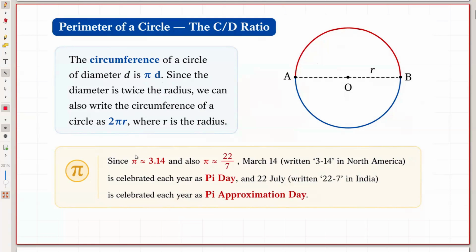The interesting fact about the pi value, 3.14 or 22 by 7, is that these are approximate values. It's not an exact value. Actually, pi is an irrational number, a mysterious number. We just say these are approximate values. That's why this is the symbol for approximation. March 14 is celebrated in North America as Pi Day, 3.14. 22 July in India, that is 22/7, we celebrate as Pi Approximation Day.